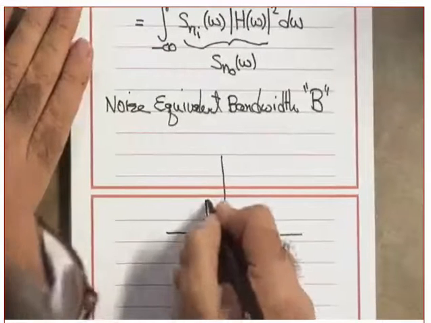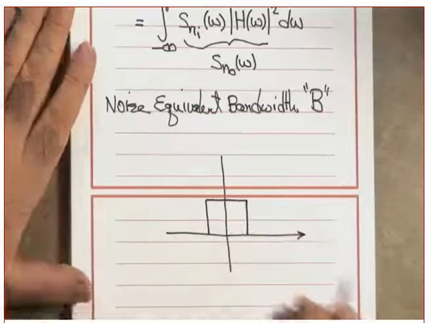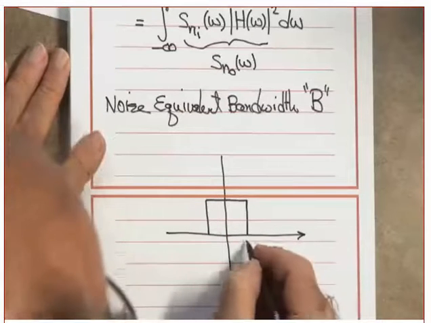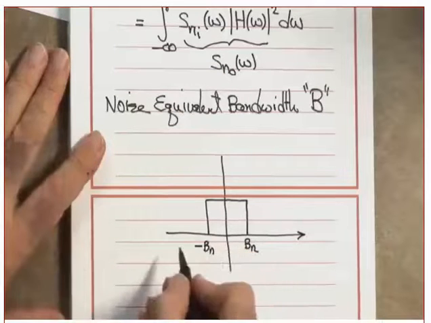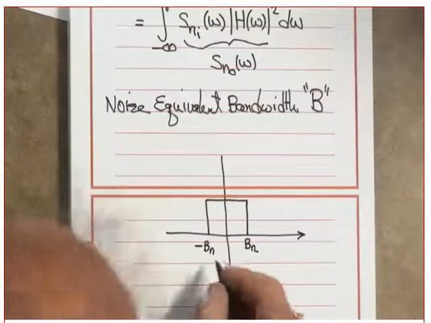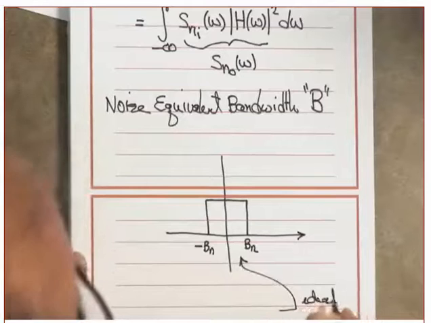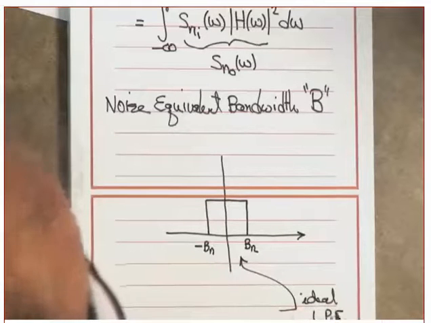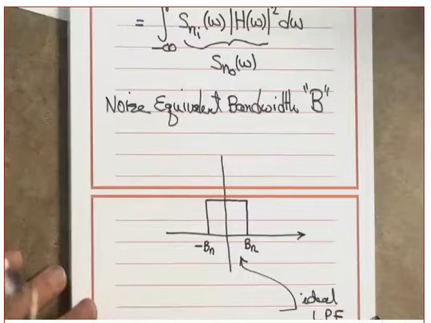You use a what? A brick wall filter. What do I call this filter? This is Bn minus Bn. Question, what do I call this filter? An ideal low-pass filter. This is an ideal low-pass filter. Did you get my point or not so far?